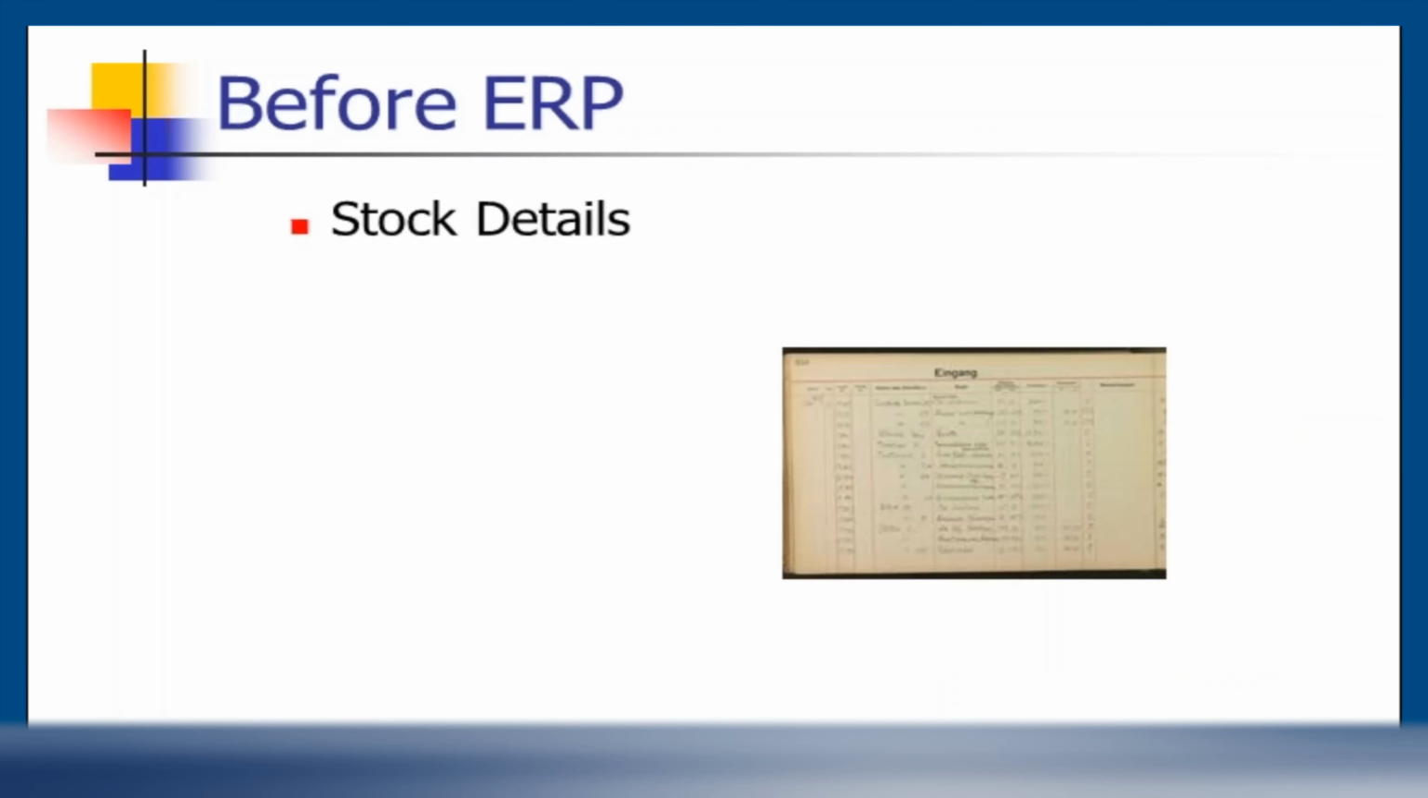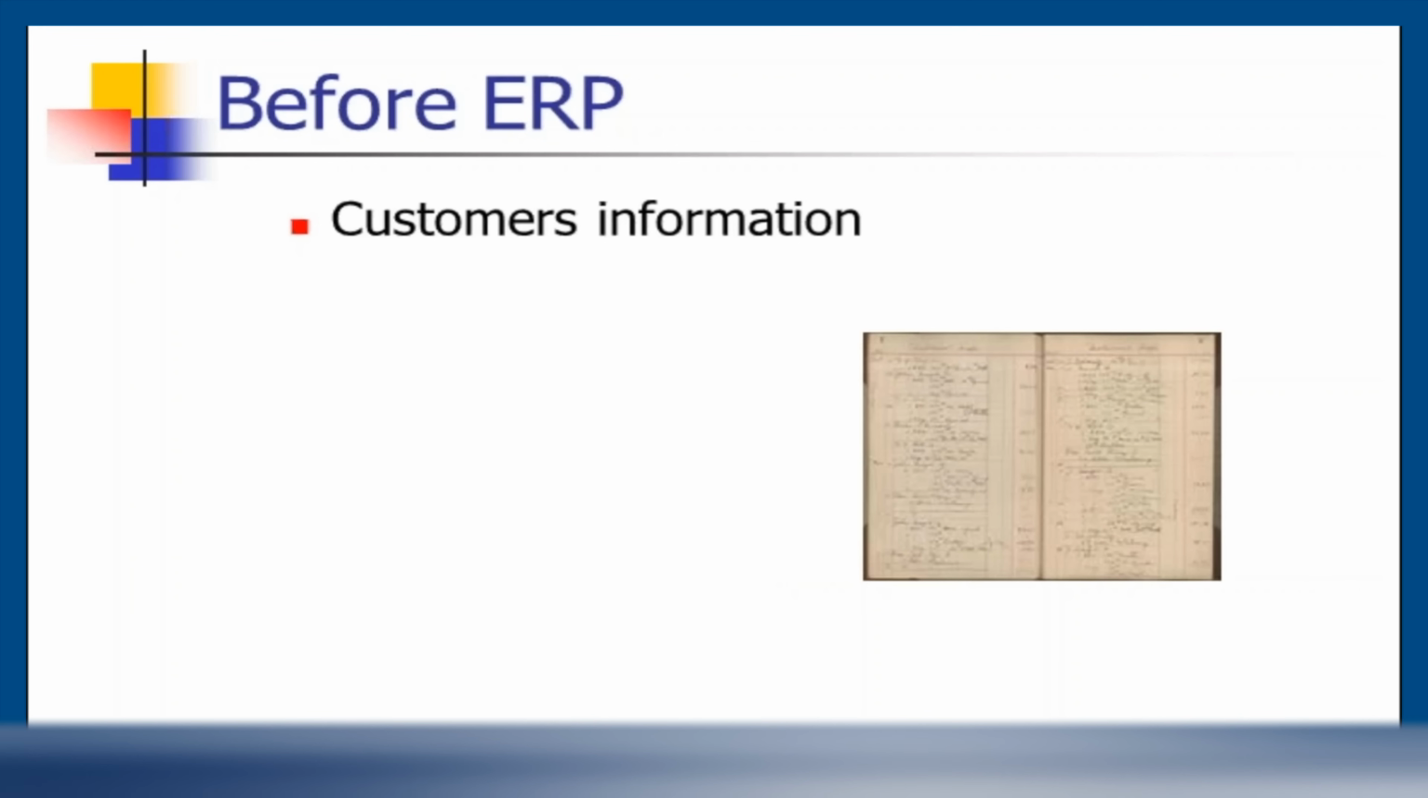Not only that, stock details also. In olden days, people used to maintain stock registers. They would maintain inward and outward stock, how much and everything. P cards, procurement cards, and other things; some variety of methods they used. And customer information. Salespeople used to maintain books of their customer details, their phone numbers, contact numbers, and everything. They used to maintain it in the books.